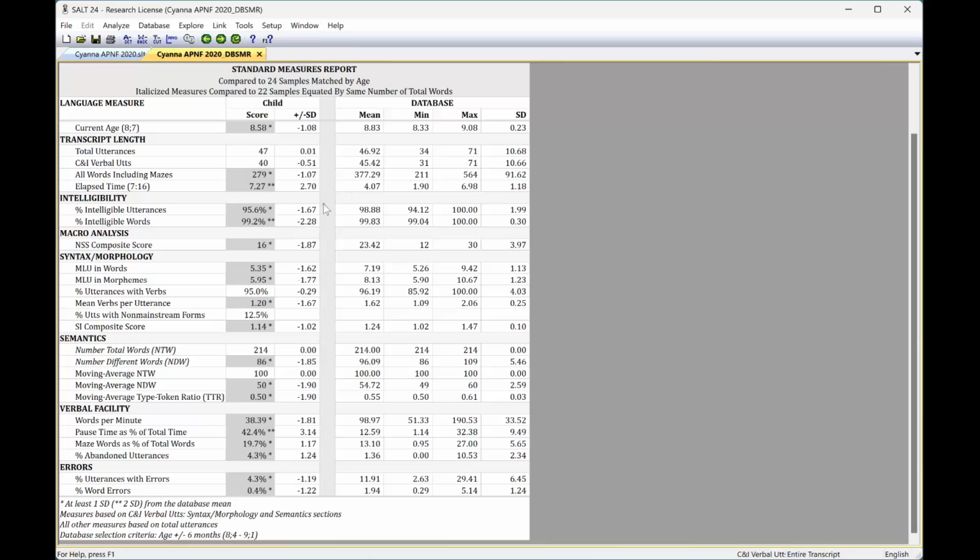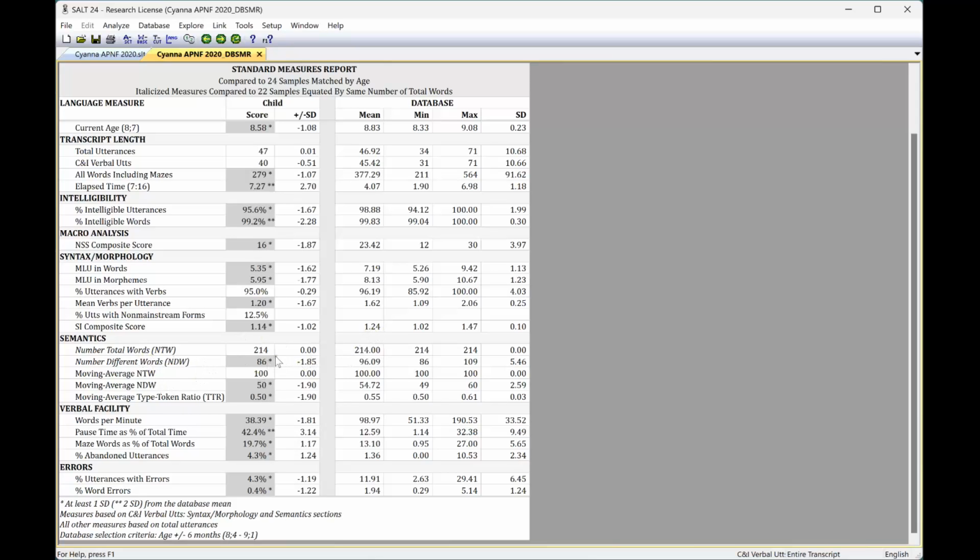Syntax and morphology includes measures like mean length of utterance in words and morphemes. Cheyenne's sentences were a little bit shorter than what would be expected. The database mean for MLU was 7.19 and hers was 5.34. Percent utterances with verbs was in the average range for her. And if we go down, one other thing I'll point out is the SI, that's the Subordination Index Composite score. So her sample was scored where we counted the number of clauses per utterance. So that can be a good measure of syntactic complexity. And that score was also a little bit lower than our database mean.